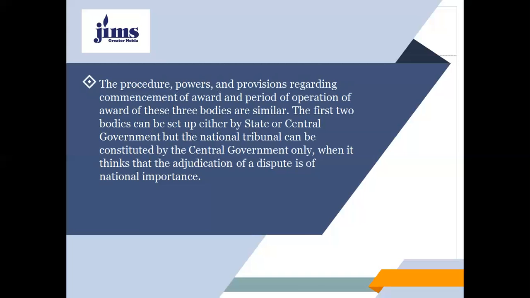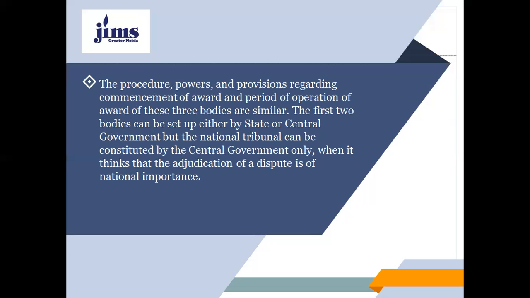So the procedure, powers, and provisions regarding the commencement of award and period of operation of award of these three bodies are similar. And the first two bodies, as I told you, the labor court and the industrial tribunals, can be set up either by the state or the central government. But so far as the national tribunal is concerned, it can be constituted by the central government only. And when it thinks fit that the adjudication of a dispute is of national importance, then the government refers the matter to the national tribunal.